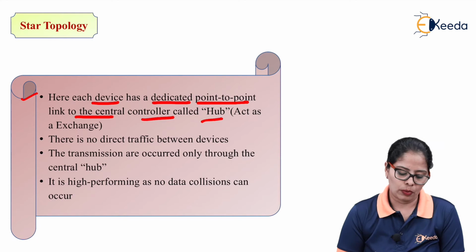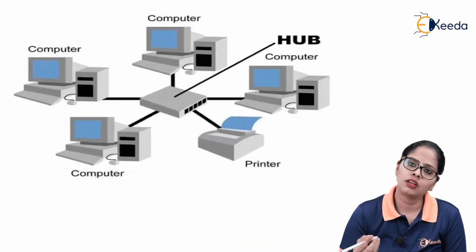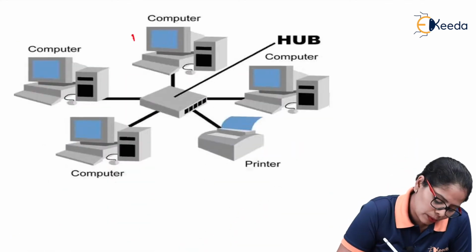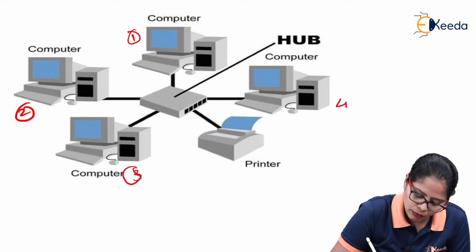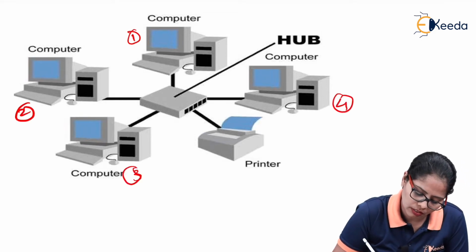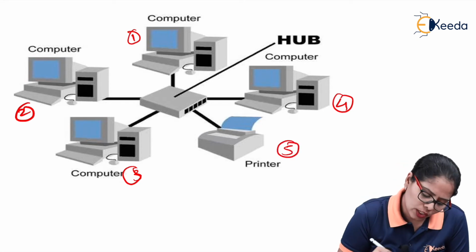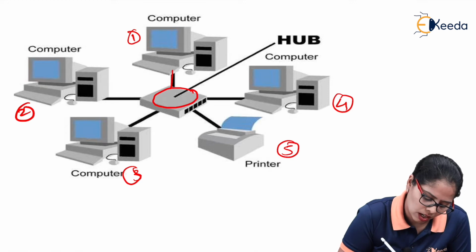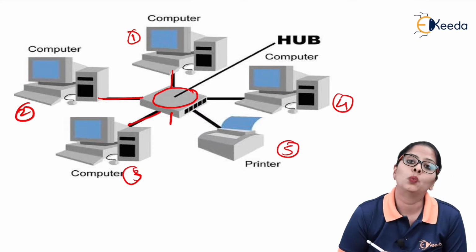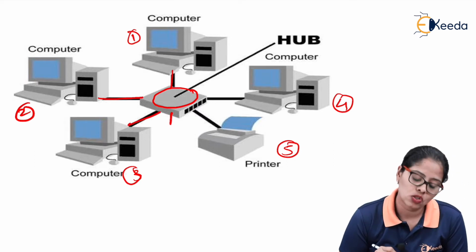Now let us discuss it. See here, this is my computer 1, computer 2, 3, 4, and this is a printer. Can you see that each computer is connected to this central hub. This is the hub, and each device has a point to point link with the central controller, which is called the hub.